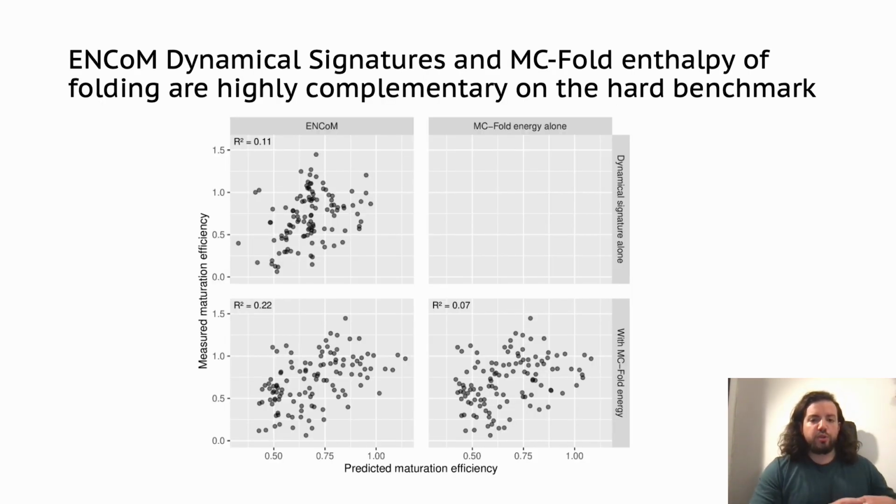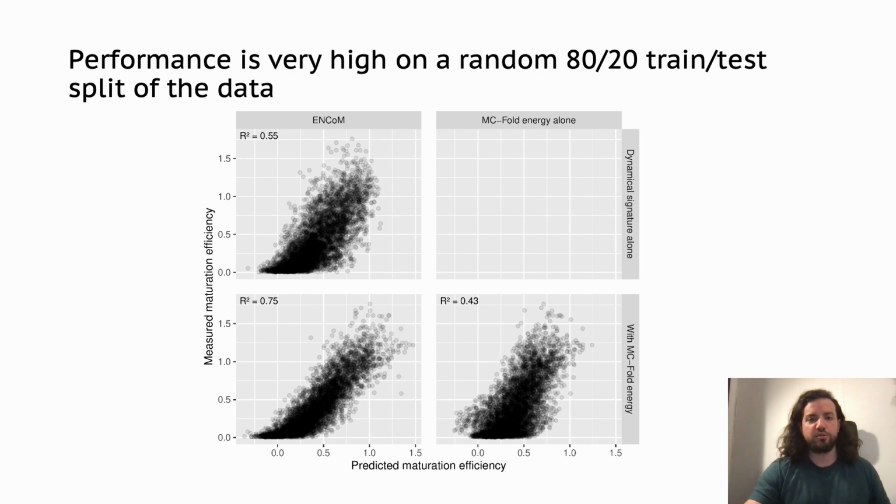And so when we train the model using both the ENCOM dynamical signature and also the enthalpy of folding, the predicted enthalpy of folding for the variant, we see that they are highly complementary, so their R squared is more than added together, and together they get an R squared of 0.22, which may seem modest, but we have to remember this is a very hard benchmark where the mutations in the testing set were never seen. These positions were never mutated in the training set. So if we do a more classic 80-20 train-test split, then the performance gets really high.